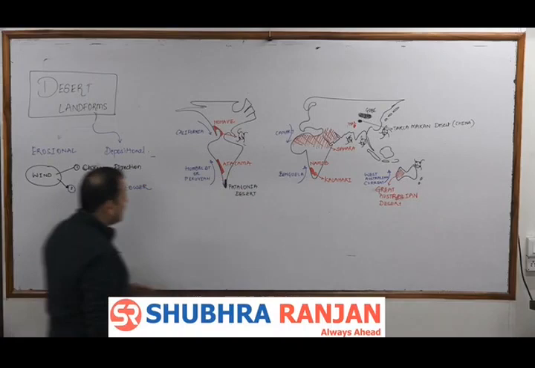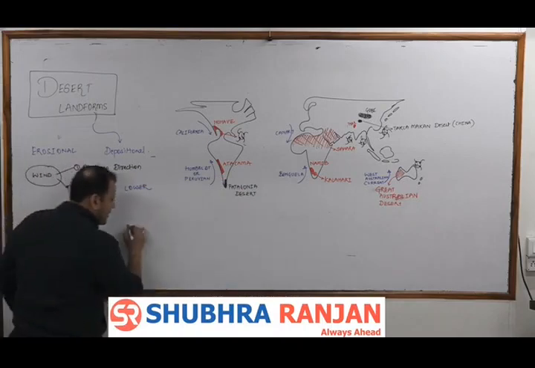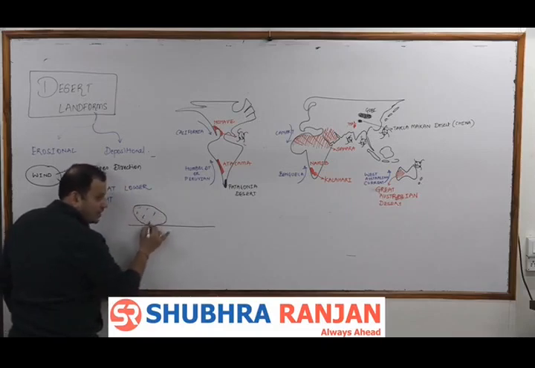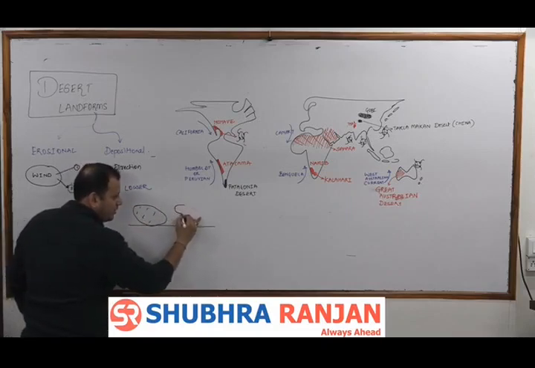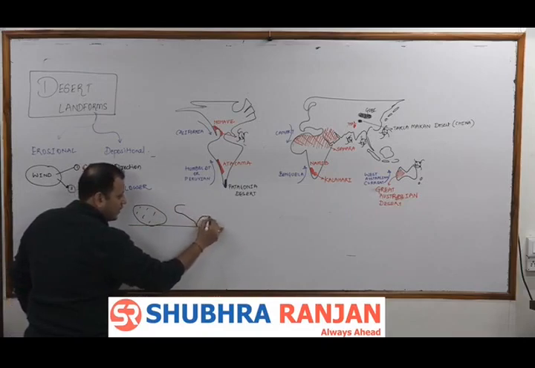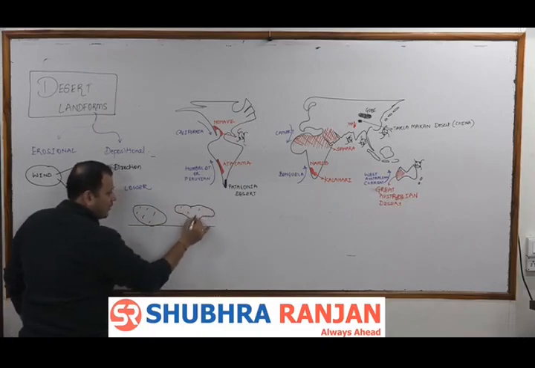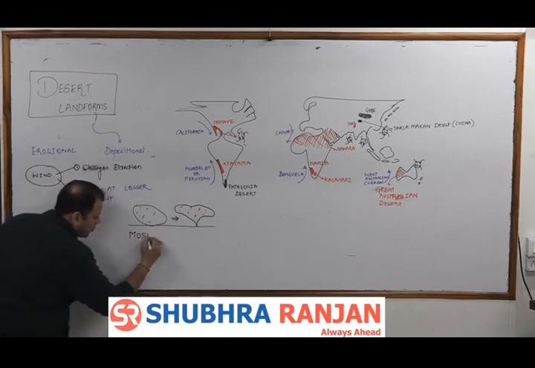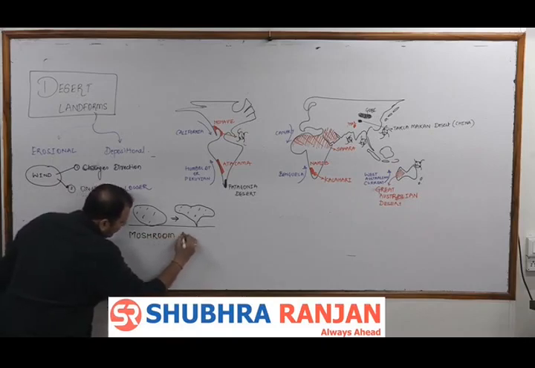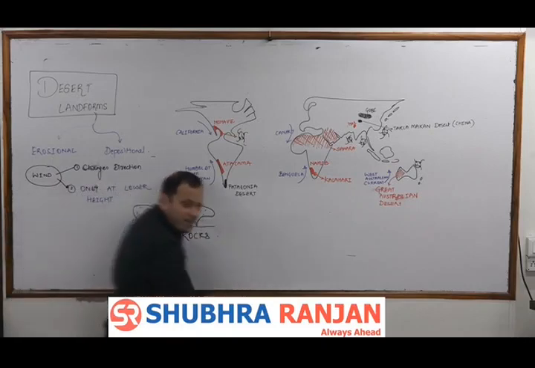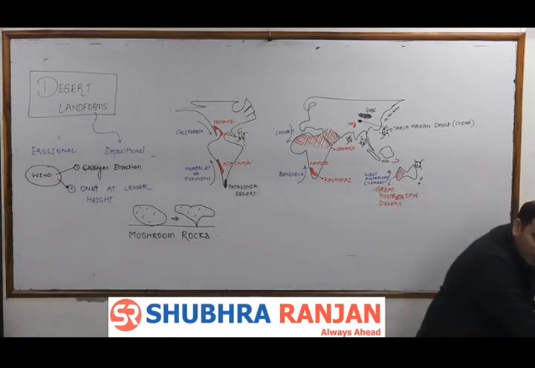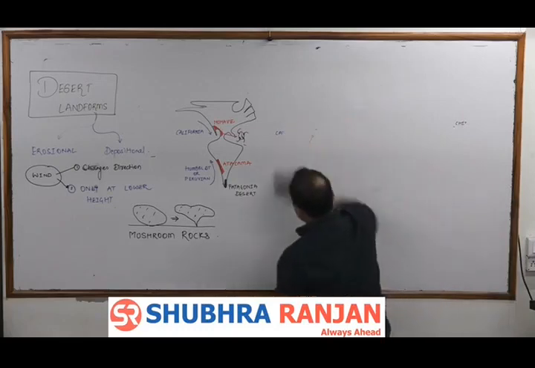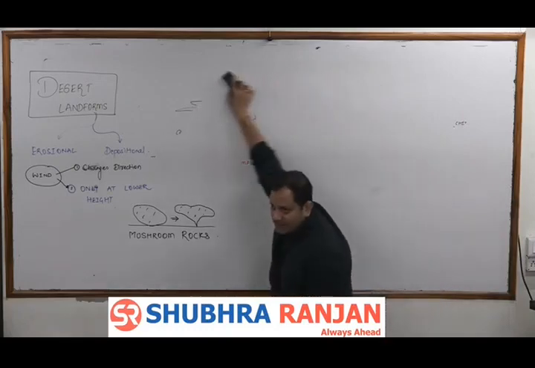So as a result of this we say if this is a rock that is found in the desert, it will be eroded from all the sides but only at the bottom. Therefore, a common landform that is found in the desert is what we will call mushroom rocks. Getting it? Why mushroom rocks? Because wind is an agent of erosion only at a lower height.